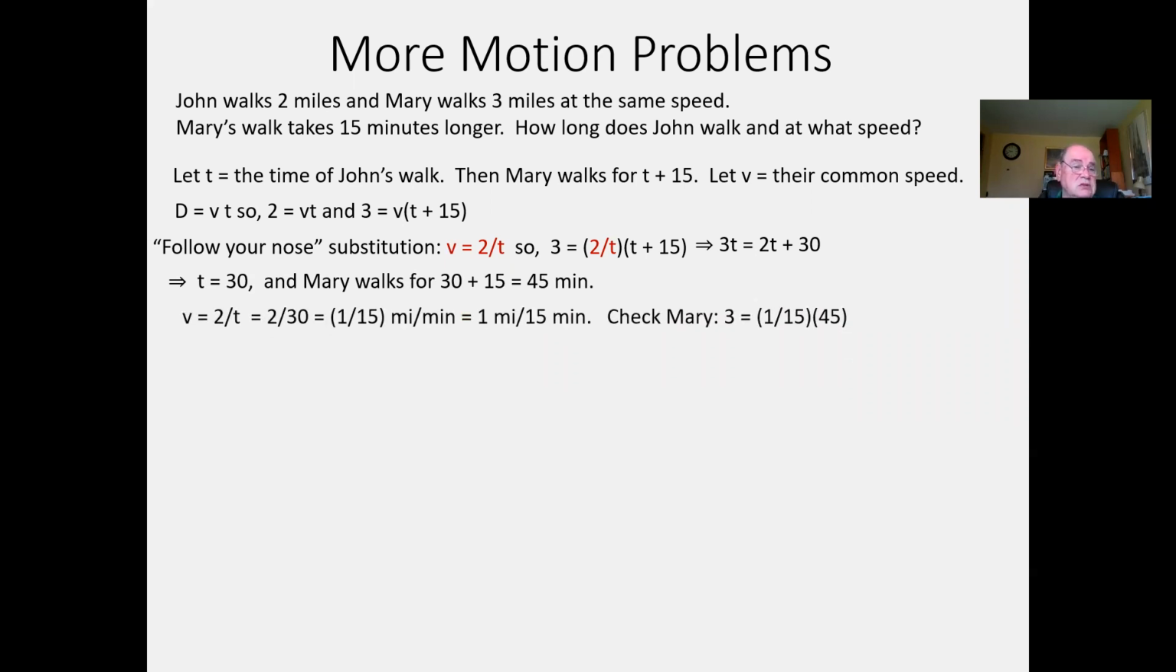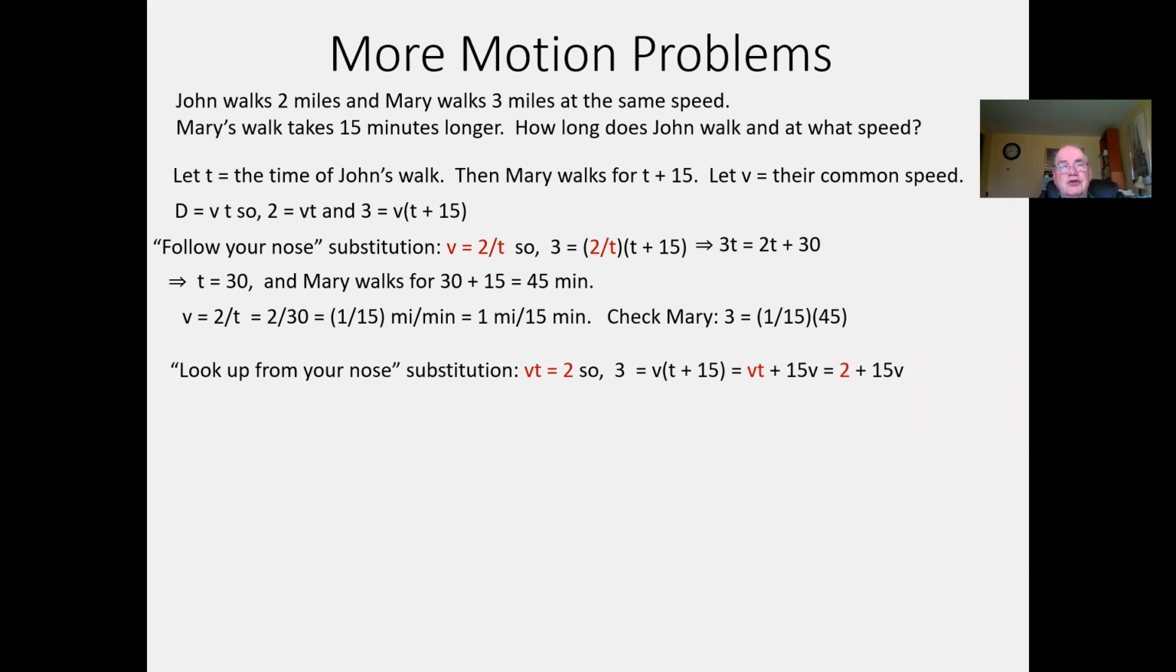And what's the speed? Well, the speed is 2 over t. That's how I began. So if the speed is 2 over t, then 2 over 30 is 1/15 of a mile per minute, better known as a mile every 15 minutes. Okay, and you can check that on Mary's side. Mary's distance will be 1/15 of a mile per minute times 45 minutes.